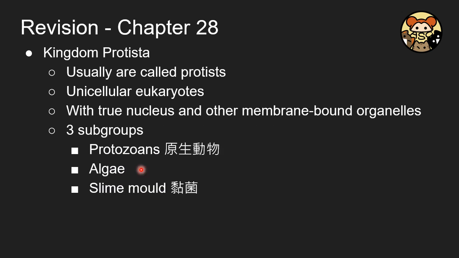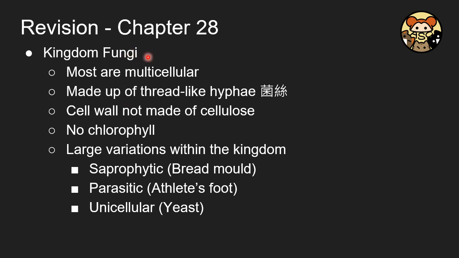And in the kingdom of Protista, they are usually called protists, and they are unicellular and yet eukaryotes, which means that they have a true nucleus and membrane-bound organelles, and they are subdivided into 3 groups: the protozoans, algae, and slime molds. And then here comes the fungi. Most of them are multicellular, although some of them are unicellular, and they have a cell wall, but it is not made up of cellulose, and they do not have chlorophyll, which means that they cannot carry out photosynthesis. There is a large variation within this kingdom, from saprophytic to parasitic and also yeast, which is unicellular.